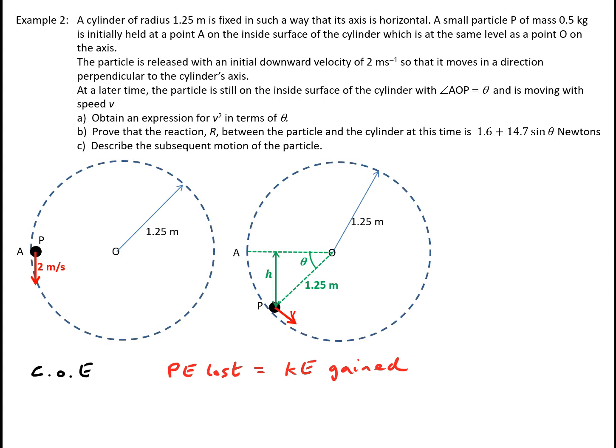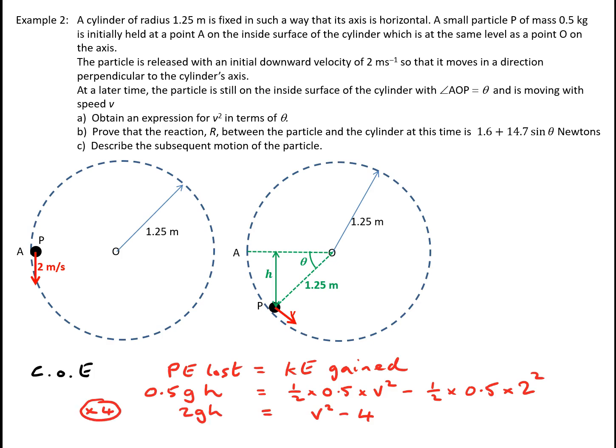The loss of the potential energy is going to be 0.5, the mass, times g times h, and that is going to equal the gain in the kinetic energy, which is the final kinetic energy, a half times 0.5 times v squared, minus the initial kinetic energy, a half times 0.5 times 2 squared. Multiplying up by 4, this gives us 2gh equals v squared minus 4.